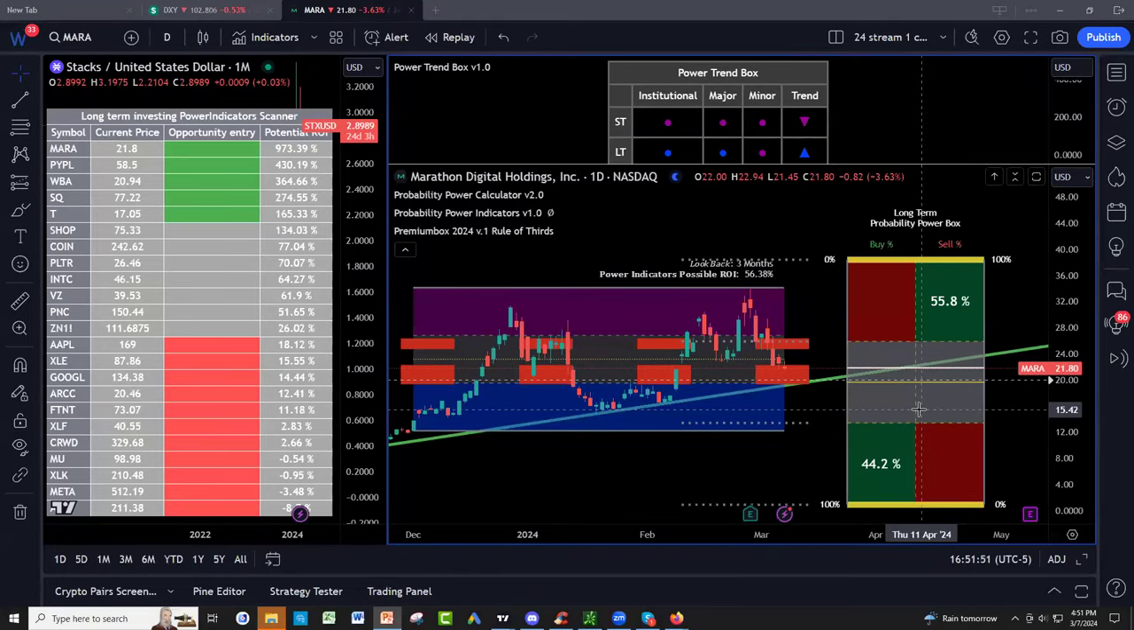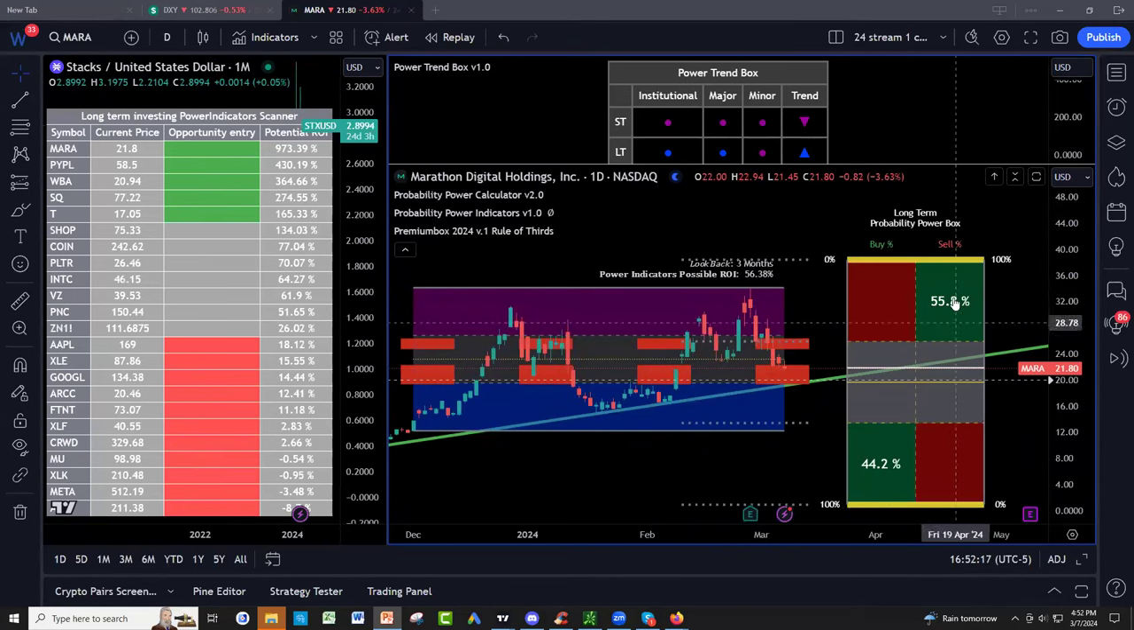So let's look at the last indicator that I use for swing trading and day trading. We start with the scanner. We look at the opportunity from the scanner. We pull the chart. At the top of the scanner on the left, Mara is one of the better picks for long-term investing. I go to the right and look at it. I know it's a volatile stock, so I don't put a weekly chart. I go on a daily chart with a 3 month look back period.